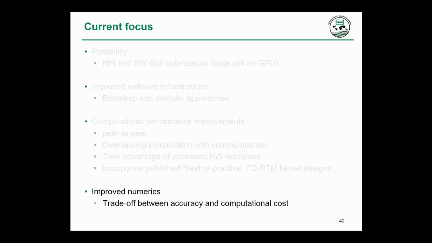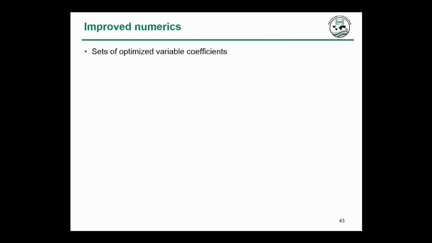Finally, I'd like to discuss the numerics. The idea was to give the user a control, or a dial, to trade off between accuracy and computational cost. And so the way that we could do this is, instead of just computing a set of optimized coefficients based on your velocity model, let's do multiple sets of optimized coefficients.